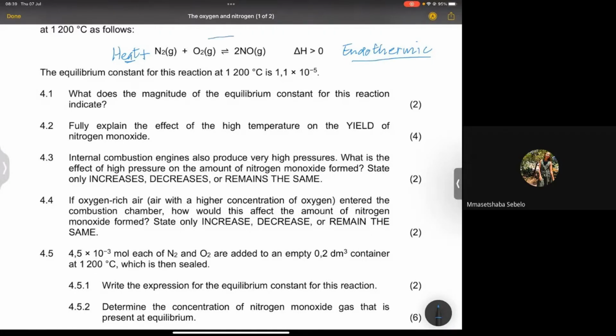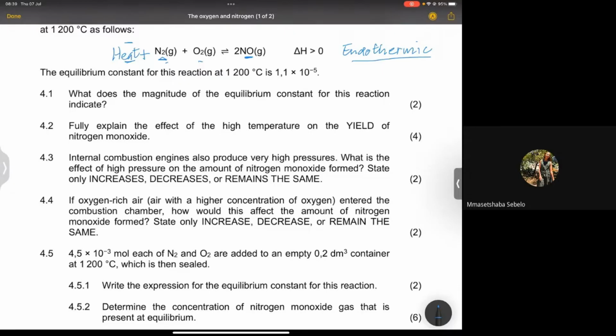Now, what this also means is that if the forward reaction is endothermic, then the reverse reaction is exothermic, meaning that nitrogen monoxide can also decompose. Remember, this is a reversible reaction. So nitrogen monoxide can decompose to form oxygen and nitrogen. But remember, when it forms oxygen and nitrogen, it means it's also able to produce energy.